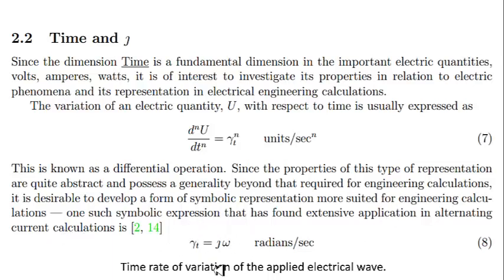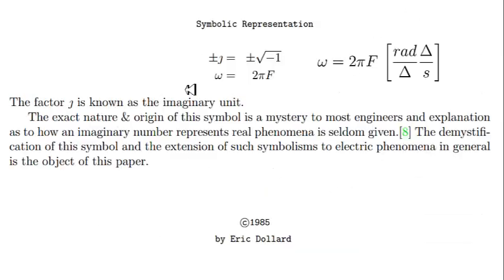And this is the time rate of variation is equal to J, the imaginary number, times the frequency in radians per second. Okay, times the frequency. So here he's bringing in that wonderful frequency term and the imaginary J, the imaginary number, and relating it to the concept of time. So then he goes on to show the J factor, which he writes plus or minus J is equal to plus or minus the square root of minus 1. And so, that's one way of saying it.